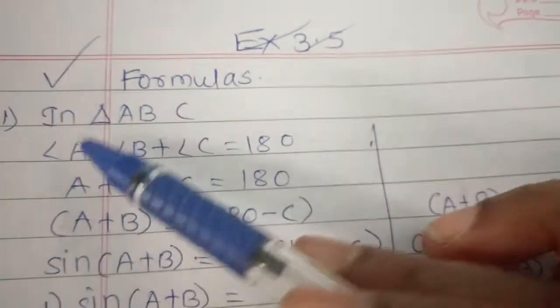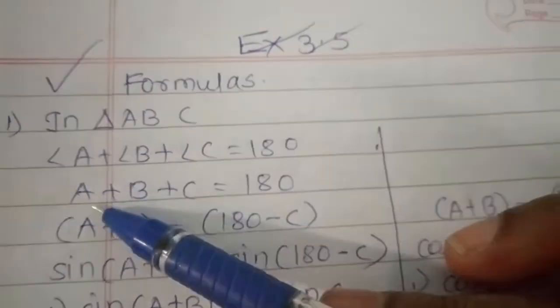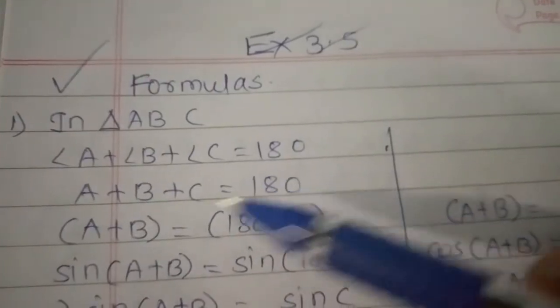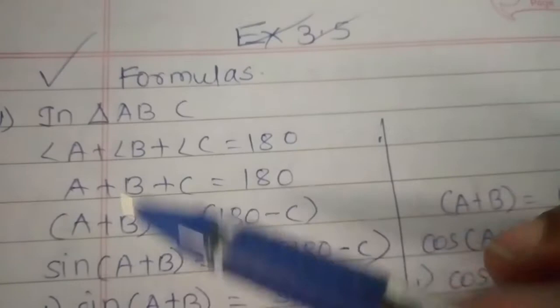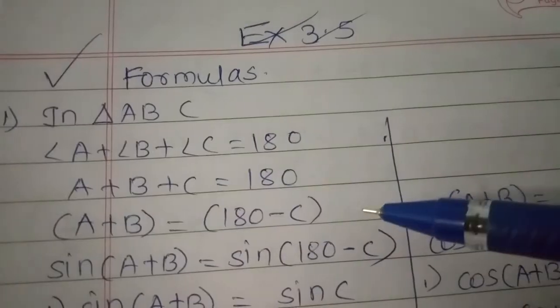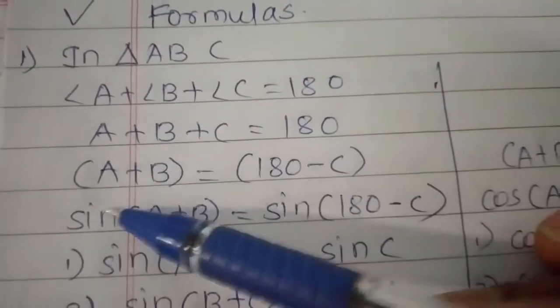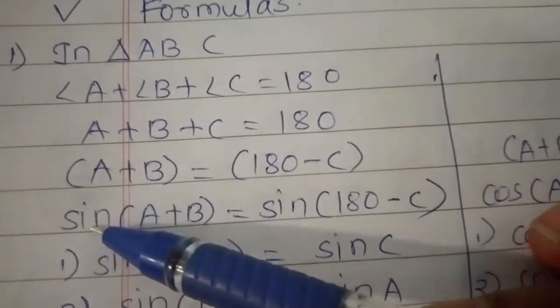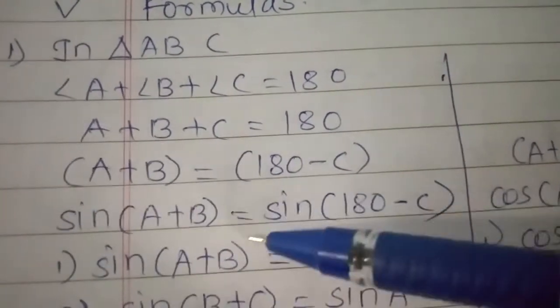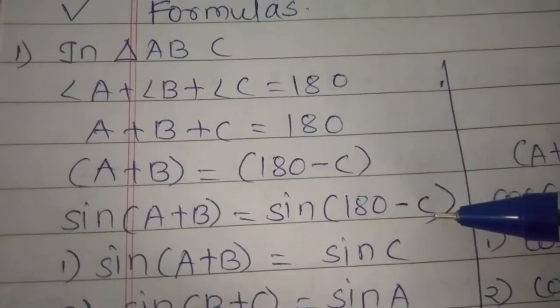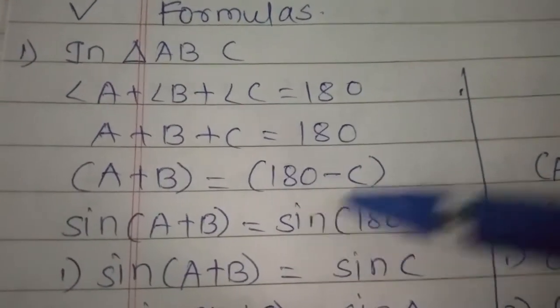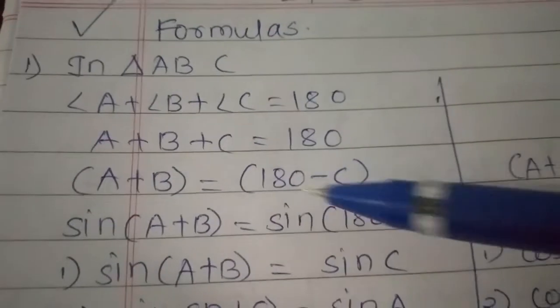So A plus B plus C is equal to 180. So we're taking A plus B and moving this C to this side, so 180 minus C. After that I am going to take the sine of both sides. So sine A plus B is equal to sine 180 minus C. So you learn the formula, that is sine pi minus C is nothing but sine C.